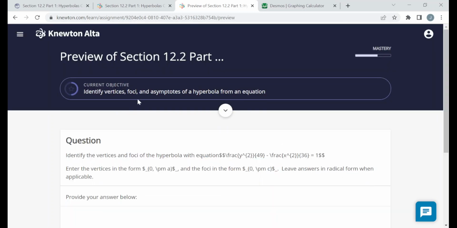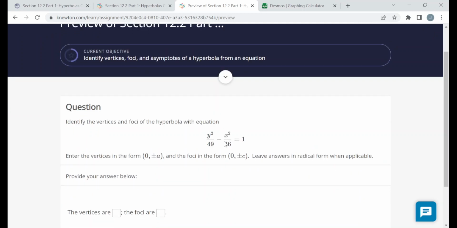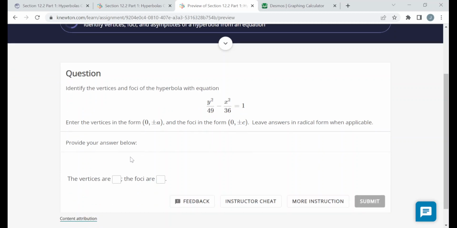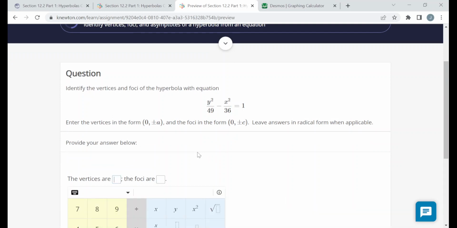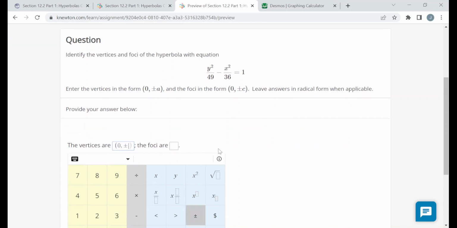Alright, so this one, see how it's y squared minus x squared. So the vertices will be on the y-axis, and the vertices will actually be at (0, 7) and (0, negative 7), and they ask you to enter it with the plus or minus symbol. So 0, and then plus or minus should be in the little boxes here. 7. And then the foci are going to also have an x-coordinate of 0, right? They're also going to be on the y-axis.